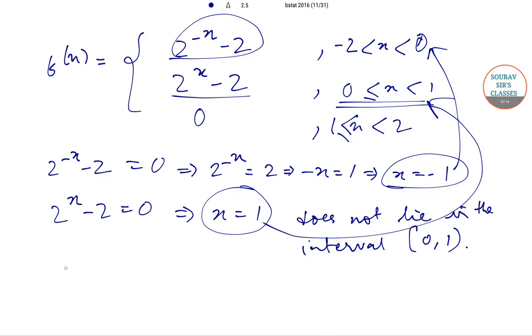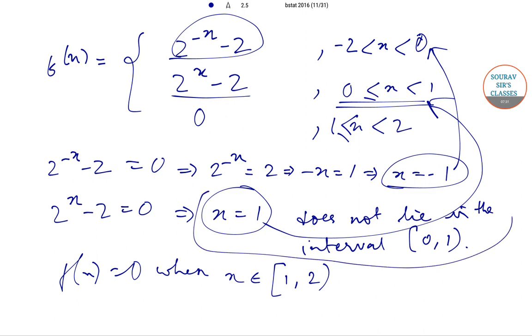Now f of x is equal to 0 when x belongs to 1 to 2. x equal to 1 satisfied, but x equal to 1 does not lie in this interval. So we are not considering this structure. But f of x is equal to 0 when x belongs to 1 to 2.